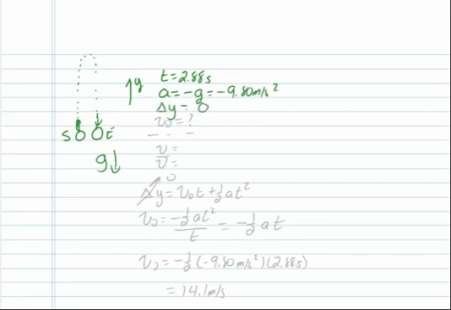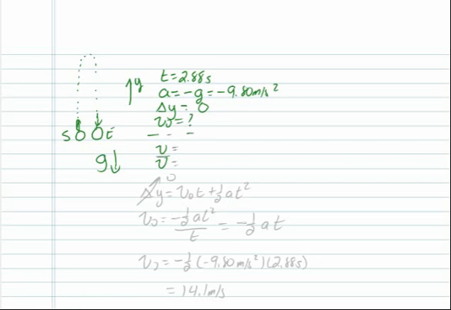The key to this problem is looking at one thing, which is delta y. Delta y in this case is 0. Remember, delta y is displacement. It started and stopped at the same point. And what we are looking for is v0. The other things are v and v bar.